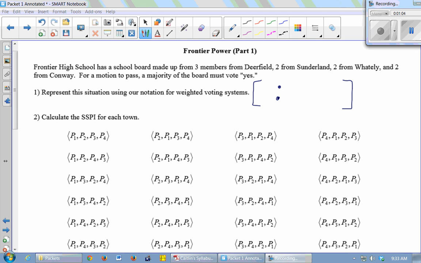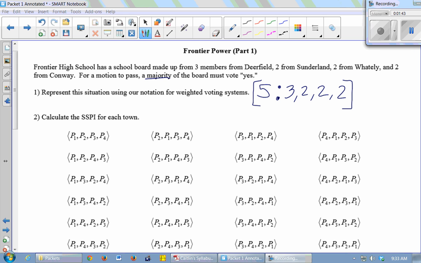So how many total school board members are there? 9. Yep, 9. 3 plus 2 plus 2 plus 2. So 9 total members. And what would a majority of 9 be? 5. Yeah, so 5 is going to be our quota. You need a majority to reach the quota, and in this case that's 5. Then we put the weights of each player in descending order, so we'd have 3, 2, 2, 2.